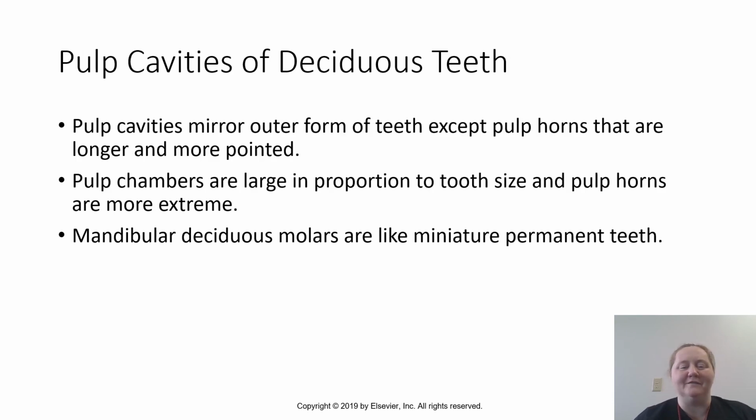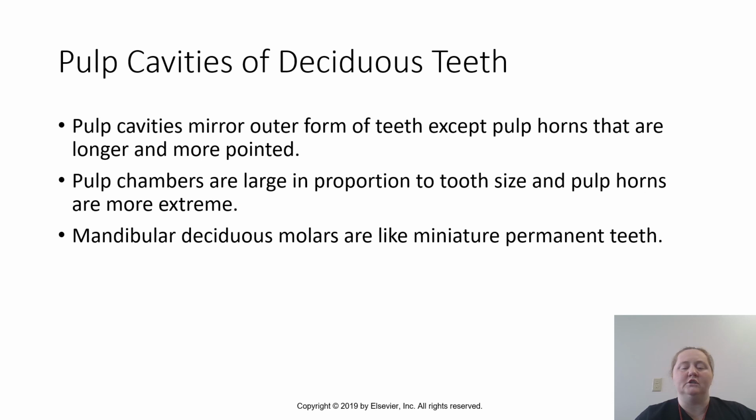Okay, pulp cavities of deciduous teeth. Remember that the pulp cavities are quite large, and that reduces the amount of dentin in there. So the pulp cavities mirror the outer form of the teeth, except pulp horns that are longer and more pointed, okay, which doesn't give us as much room for decay in there. The pulp chambers are large in proportion to the tooth size and shape, and the pulp horns are more extreme.